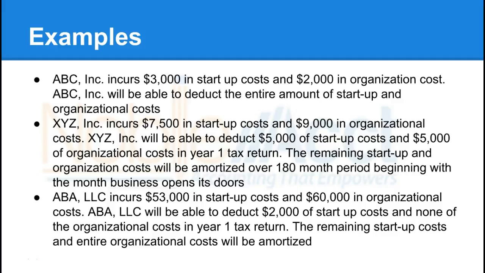So in this case, the $5,000 deduction will have to be reduced by $3,000 because that's the amount that went over the $50,000 threshold. So ABA LLC will be able to deduct $2,000 of startup costs within the first year of operation and none of the organizational costs in the first tax year, because it went over $50,000, and any amount that goes over $50,000 reduces your $5,000 deduction dollar for dollar. So the excess of $10,000 basically wipes out the $5,000 deduction that they would have otherwise claimed if the total cost was less than $50,000.